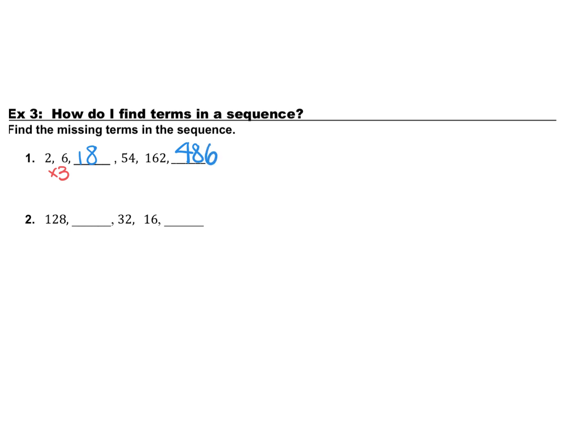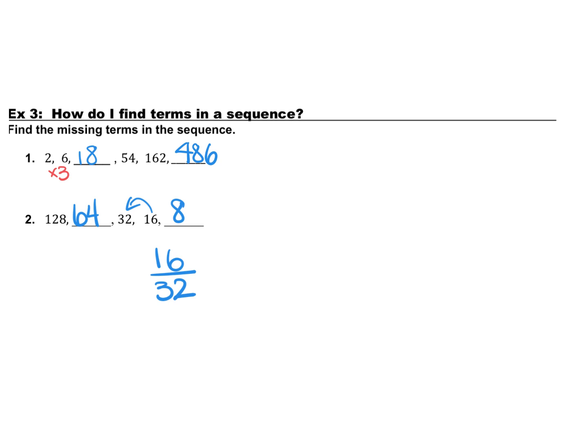For question number 2, notice we're going from 32 to 16. And so let's just find the common ratio. Let's take 16 divided by 32. So I took the term divided by the previous term, 16 divided by 32, and we get 0.5. So it looks like we're dividing by 2 or multiplying by 0.5. So 128 times 0.5, I'd have 64. And then 16 divided by 2 or times 0.5 is 8.